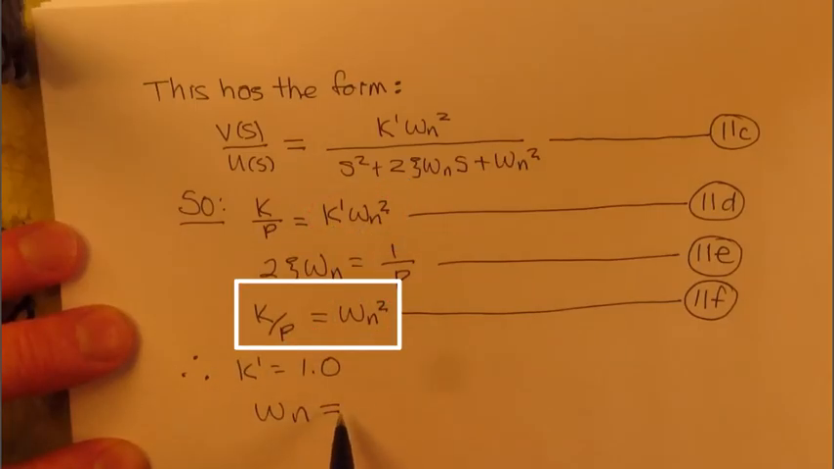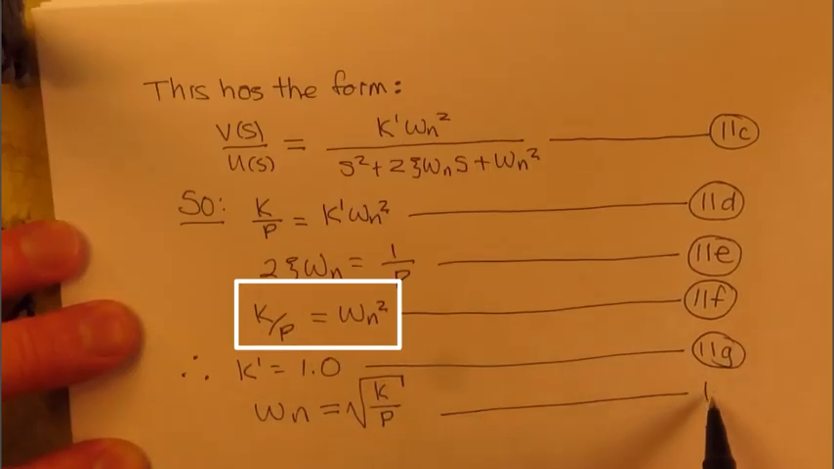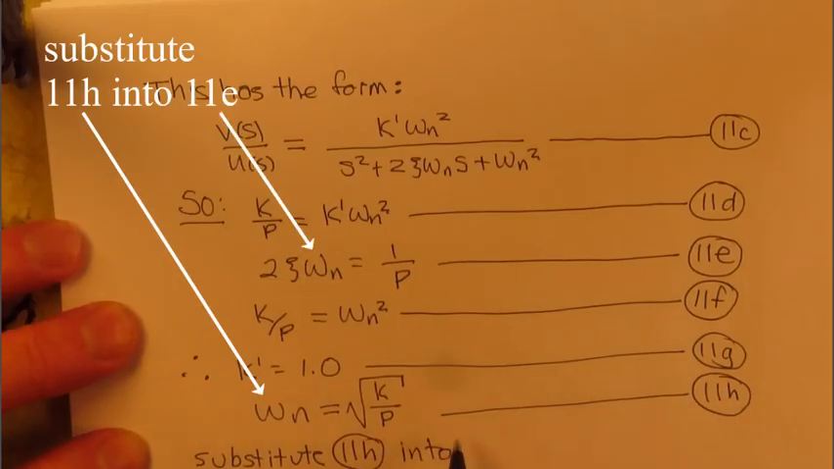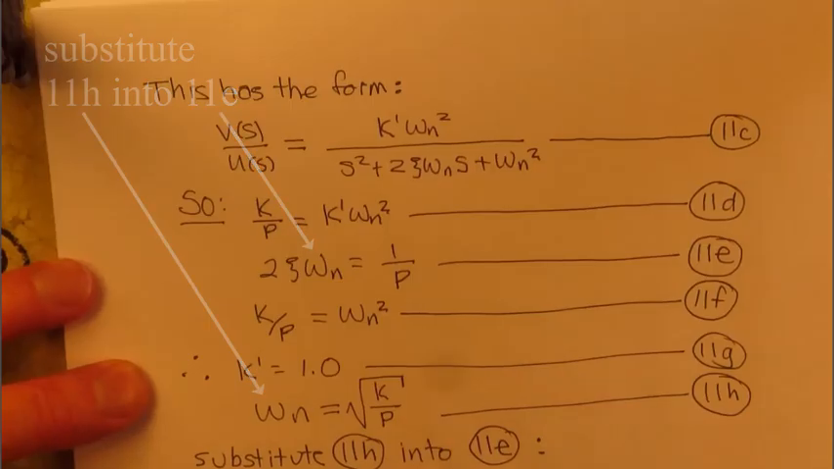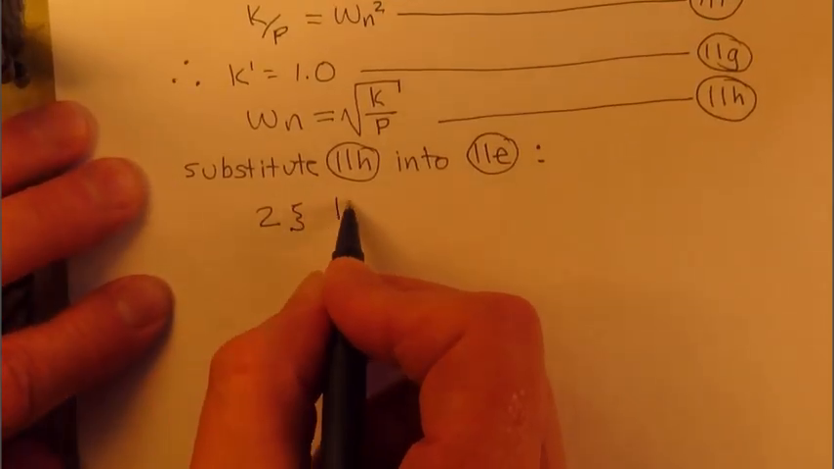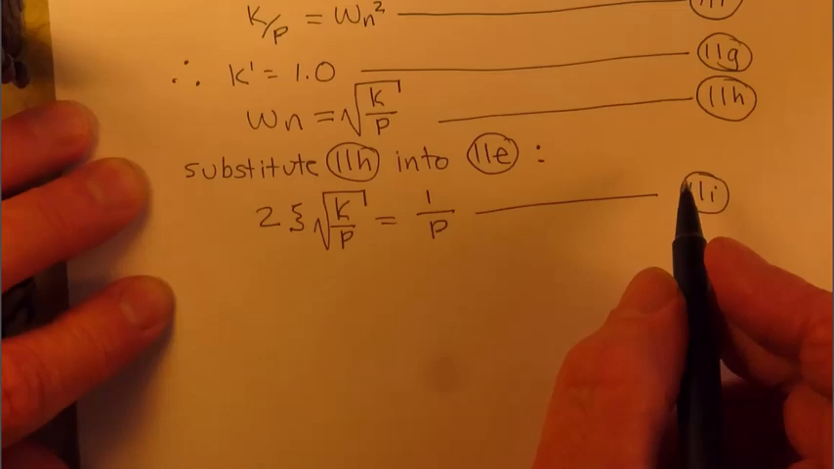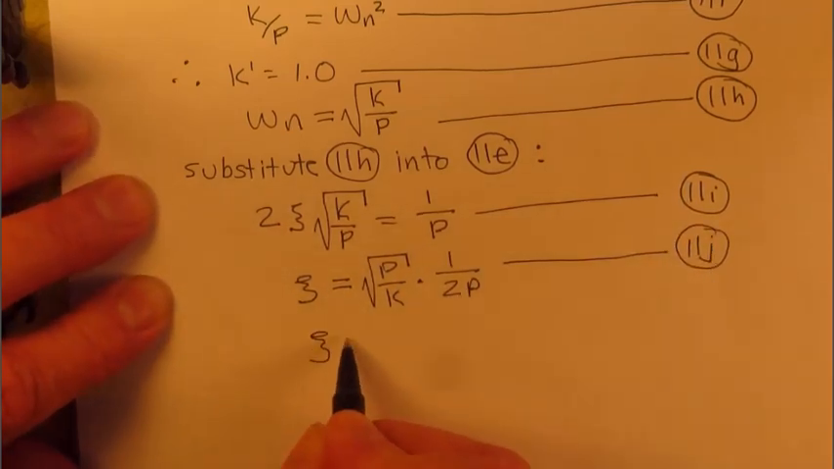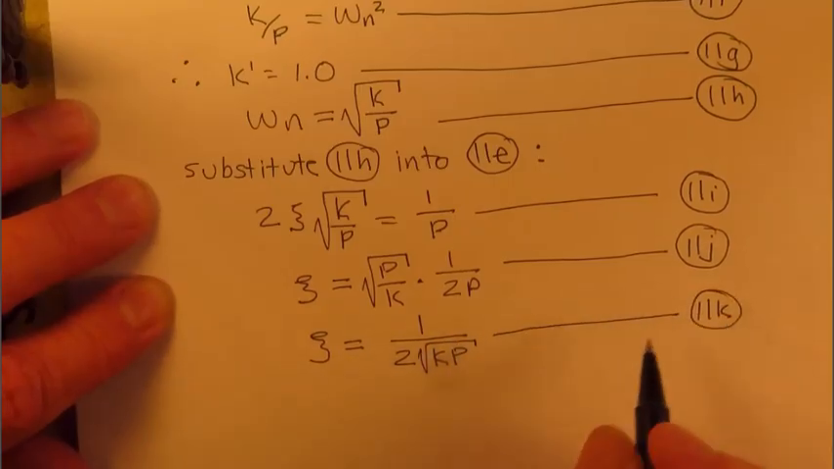The natural frequency is the square root of k over p, and that's equation 11h. And substituting 11g into 11e gives the damping ratio. That's equation 11i. And rearranging the terms gives the final expression for the damping ratio. That's 11k. I haven't missed a step here.